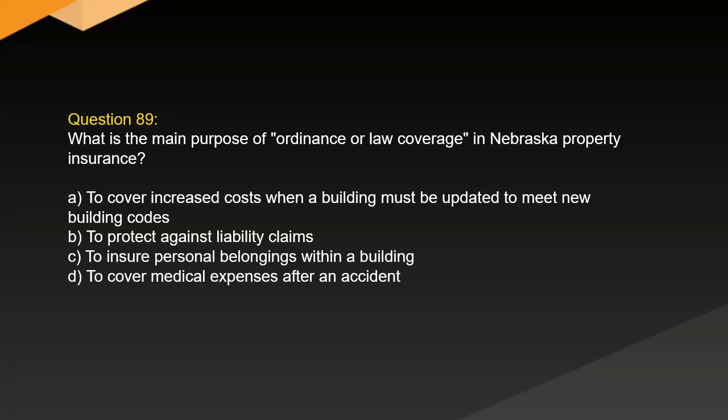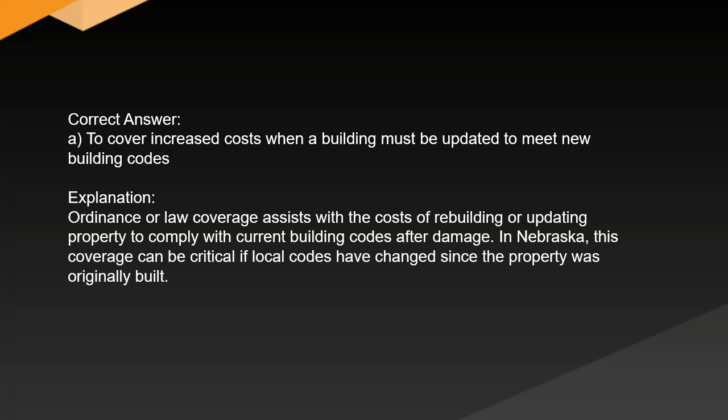Question 89. What is the main purpose of ordinance or law coverage in Nebraska property insurance? A. To cover increased costs when a building must be updated to meet new building codes. B. To protect against liability claims. C. To insure personal belongings within a building. D. To cover medical expenses after an accident. Correct answer: A. To cover increased costs when a building must be updated to meet new building codes. Explanation: Ordinance or law coverage assists with the costs of rebuilding or updating property to comply with current building codes after damage. In Nebraska, this coverage can be critical if local codes have changed since the property was originally built.